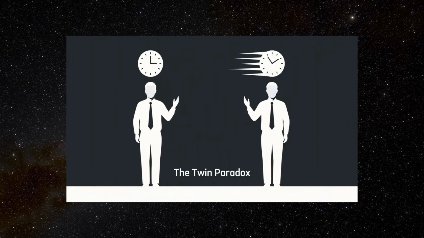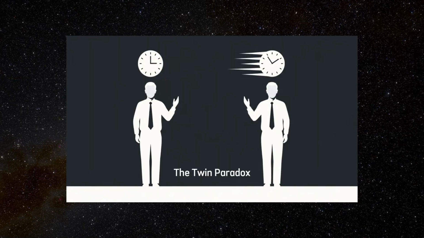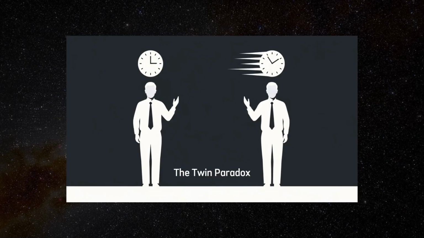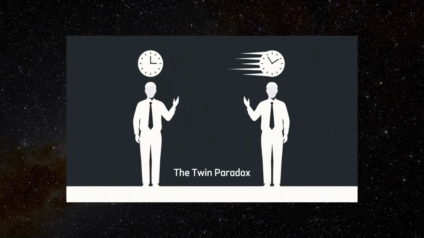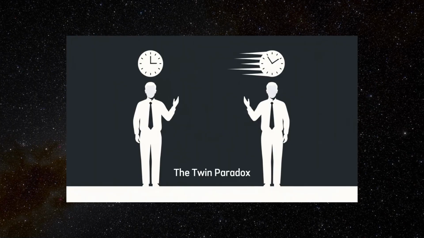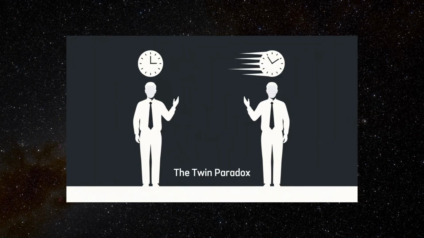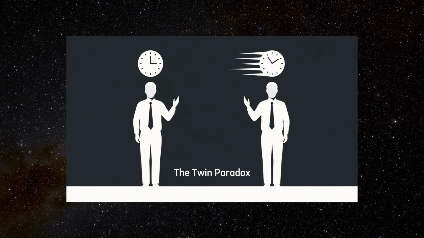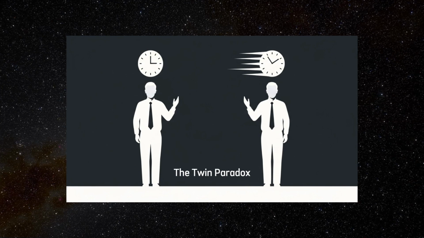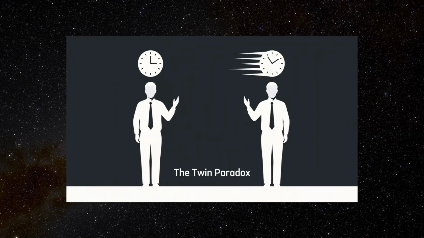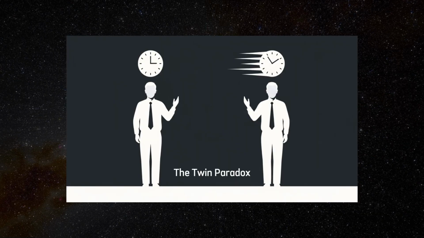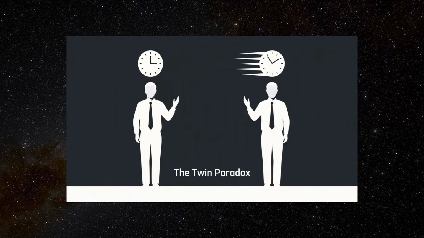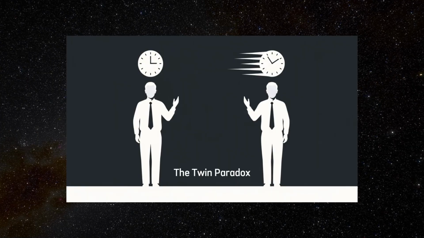The resolution lies not in finding a flaw in relativity, but in understanding the subtle way time behaves in different frames of reference. The scenario typically goes like this: imagine two identical twins on Earth. One twin remains on Earth, the stay-at-home twin, while the other twin boards a spaceship and travels at a speed close to the speed of light to a distant star, then turns around and comes back.